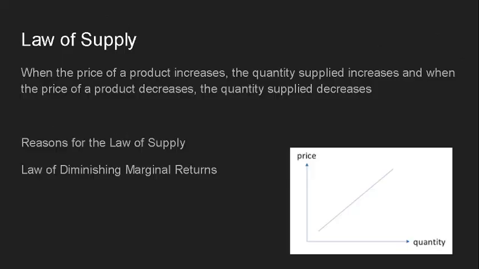Let's go over the law of supply. When the price of a product increases, the quantity supplied increases. And when the price of a product decreases, the quantity supplied decreases. The reason for this is the law of diminishing marginal returns. Basically, this law says that as you produce more of a good, it will cost you more to produce more. Therefore, suppliers are less willing to produce a good at a lower price.